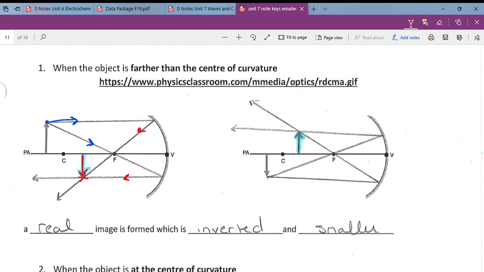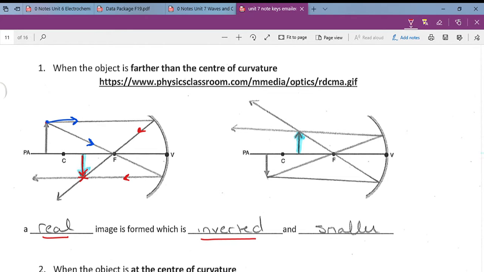Since the image is on the same side as your original image, your reflected image is on the same side as your original image, it is a real image. Real images always come out inverted, which means upside down. And then this image is smaller.